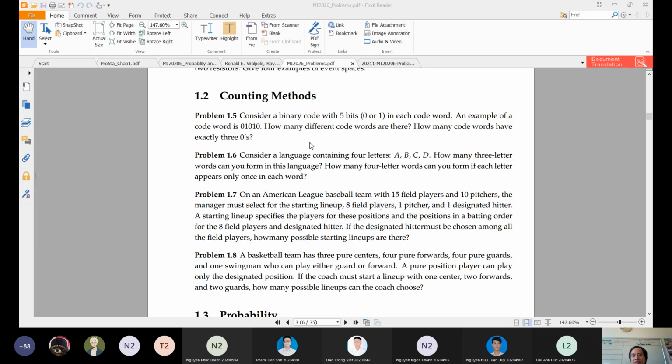Sorry, I cannot hear you. Your microphone has some trouble. Can you repeat it? Yes. Because there are 3 zeros, I just choose 3 places for the 0. As a first step, you choose from 5. So as a first step, you choose three places to put the 3 zeros. Okay, how many ways to put 3 zeros? It is 10 ways.